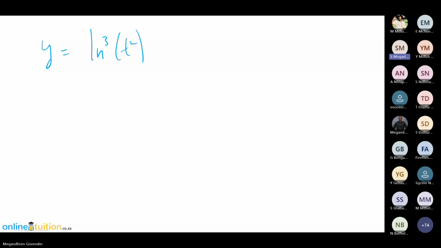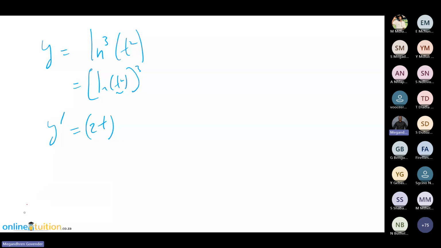It's 1 over t squared times 3 ln t squared, ln squared t squared. Because you can write this as ln of t squared, all cubed. Now the inner function is t squared. So if you differentiate t squared, I will get 2t. That's the first thing. Then watch.